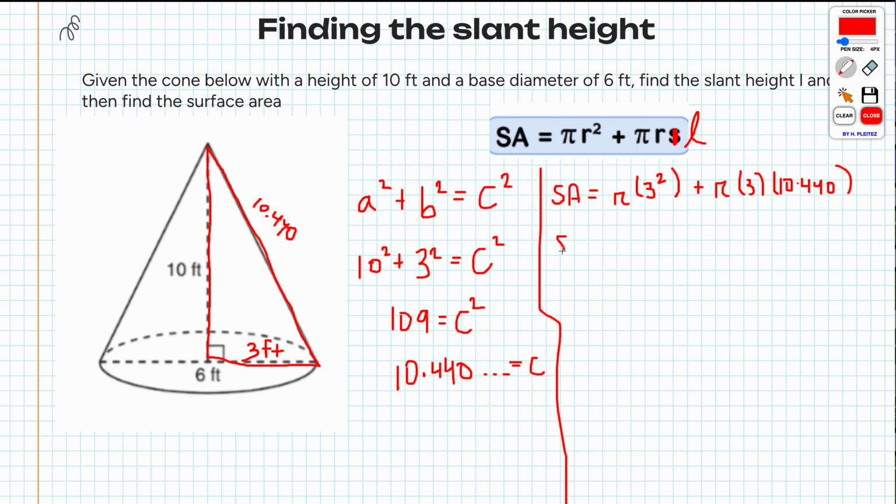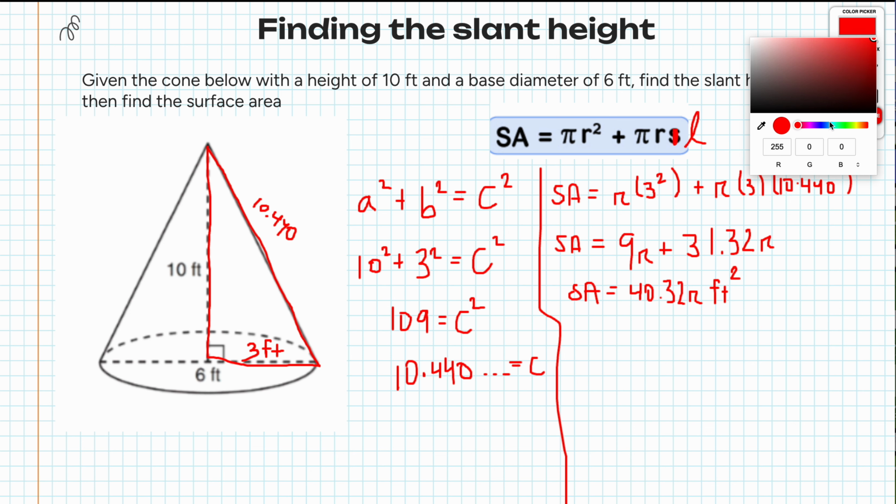And if we simplify this, we get surface area is equal to 9 pi plus, now on my calculator, I'm going to put 10.440 times 3, and that gives us 31.32 pi. We're getting weird numbers here, but that's okay. And if we want it in terms of pi, we just add that 9, and we get SA equals 40.32 pi, and that's going to be feet squared.